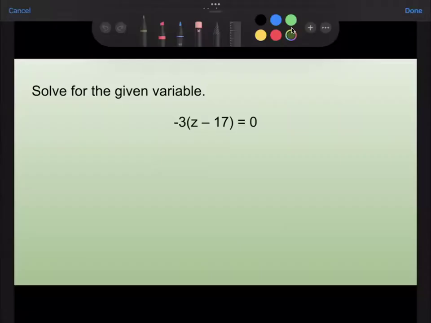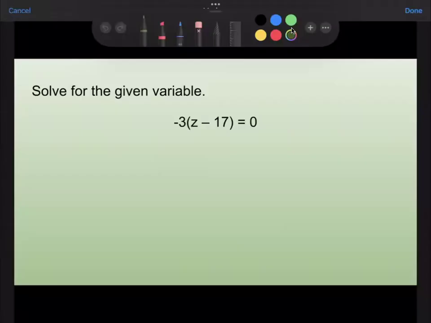Okay, here is our next one. We have negative 3 times the expression z minus 17 equals 0. So this one is a little bit different than the previous two. I don't see any like terms I can combine, but I do see a negative 3 outside parentheses, which means I need to use the distribution property to go ahead and simplify this equation.